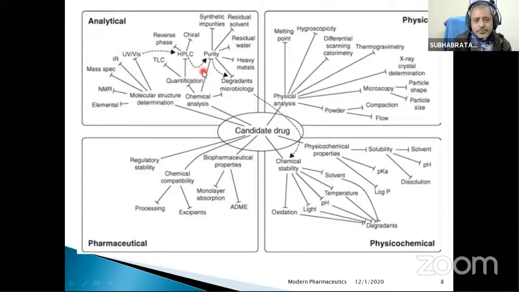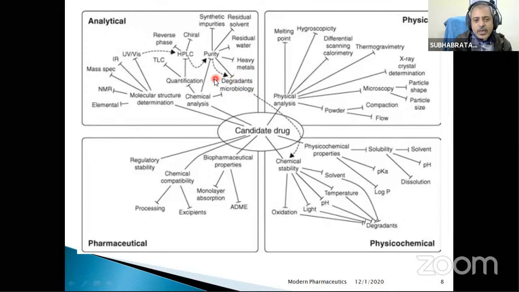Not only that, the drug on storage, whether as API, bulk powder or bulk drug, or in the formulation, will be subjected to different types of stress. It may be thermal stress, temperature variations, some moisture absorption, some light may be incident on the formulation or the bulk drug, and all these will lead to some kind of degradation. So what are the degradants that are formed? That also makes up part of the overall purity study.